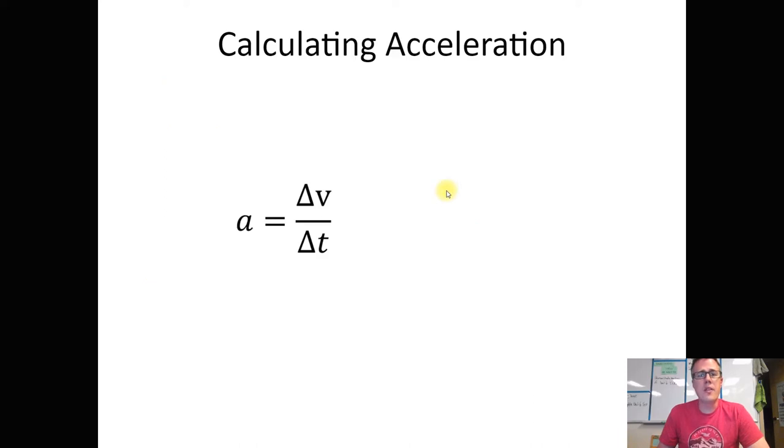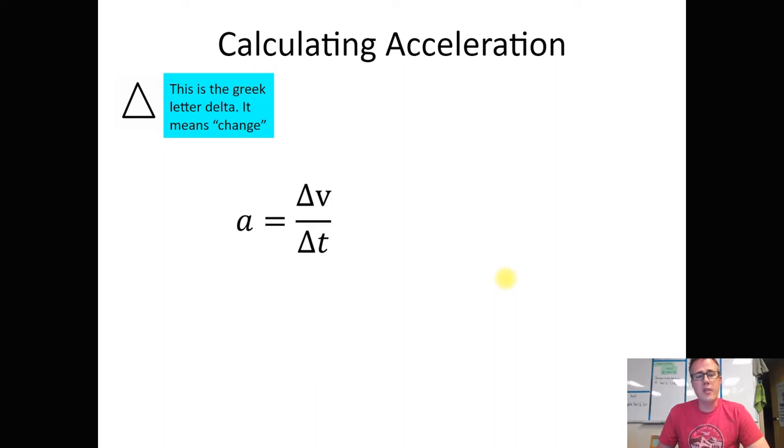Now let's get into the actual equation. The equation can look a little scary at first because it has these Greek letters. They're triangles, but it's the Greek letter delta. Delta is a Greek word for change. So if you look at it this way, acceleration is how much did your velocity change divided by how much did your time change. That's all that these triangles mean, is how much did those things change.